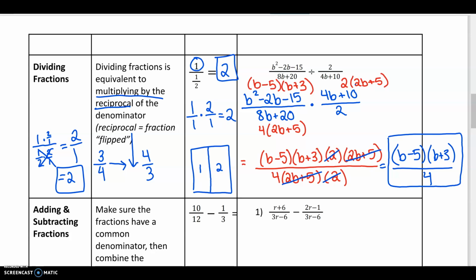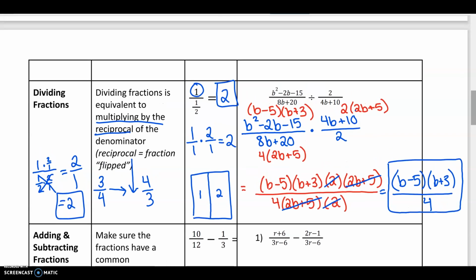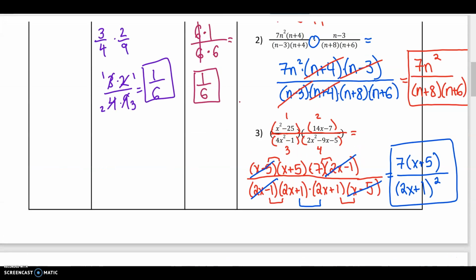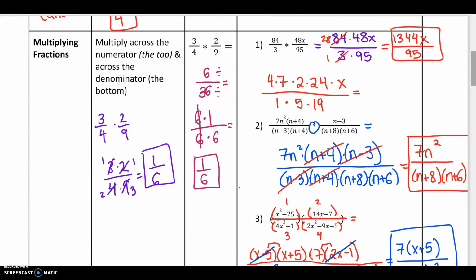Once you rewrite it, it's just like multiplication. So I guess we can conclude and say that's how you will divide and multiply rational expressions.